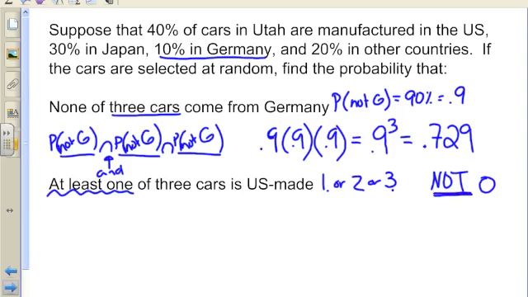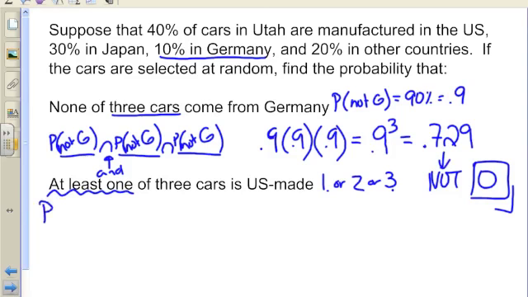Aha, things that are not. I can use the complement rule. I could figure out the probability that 0 cars are US made, and then, using the complement rule, get the "not" piece. So I'm going to go ahead and do that. Let's figure out the probability I have 0 of 3 cars from the US. Okay, this is going to be similar to the one we just did, none of 3 cars come from Germany. So I've got 3 cars.